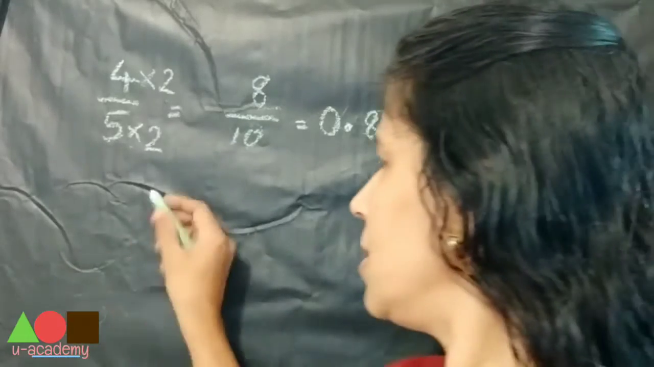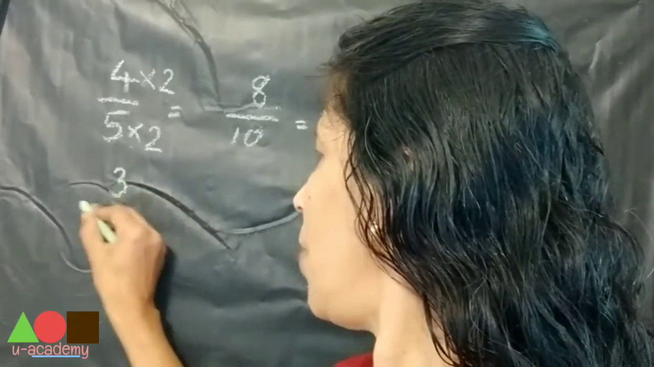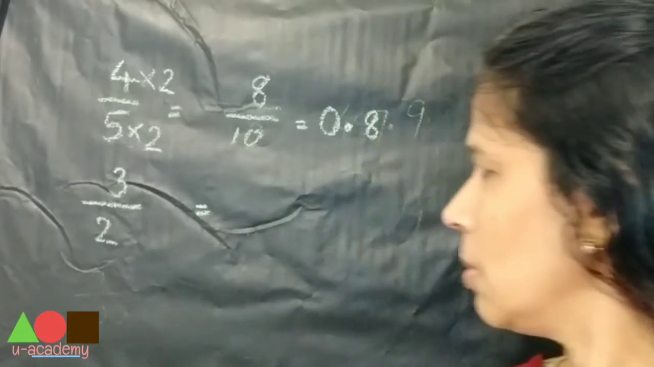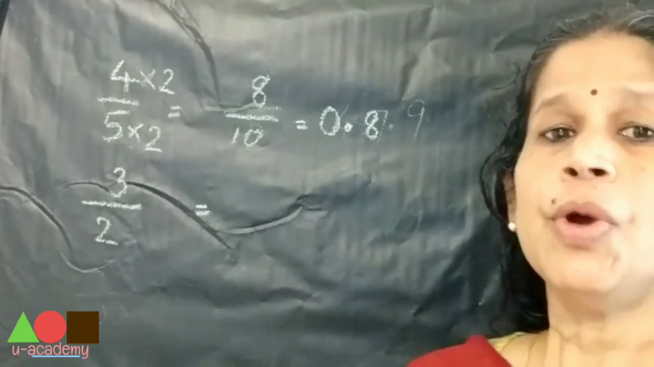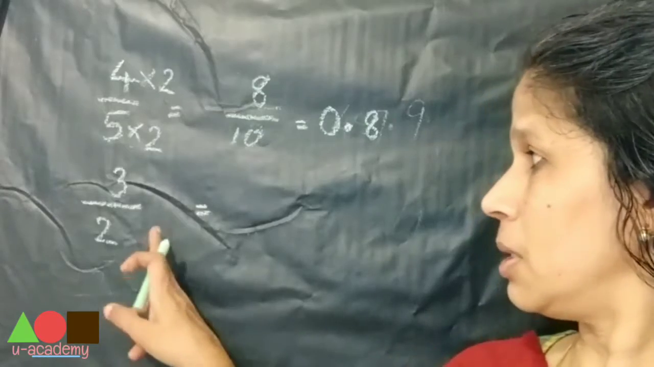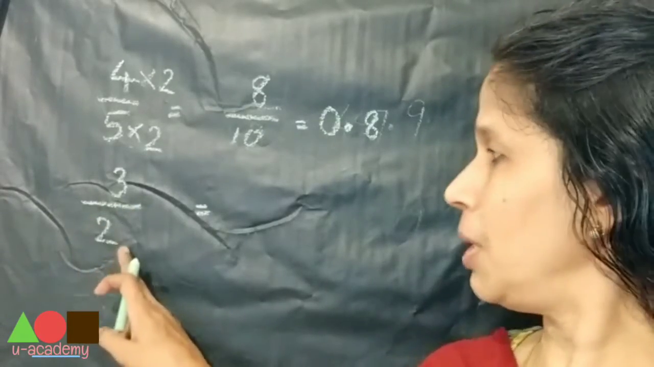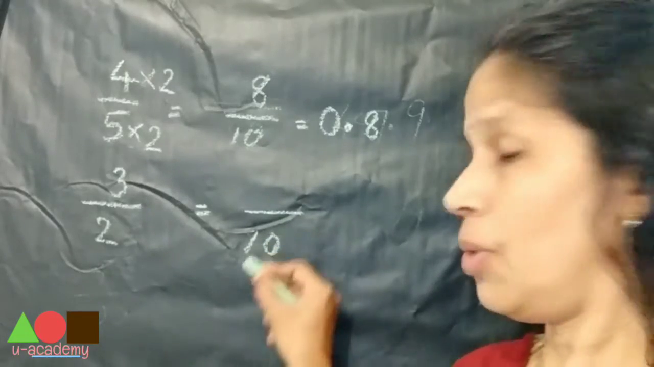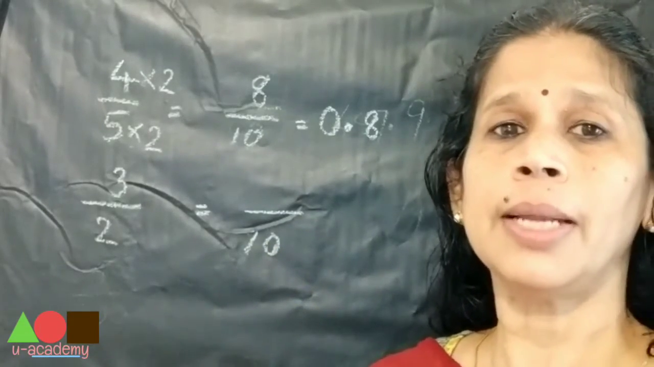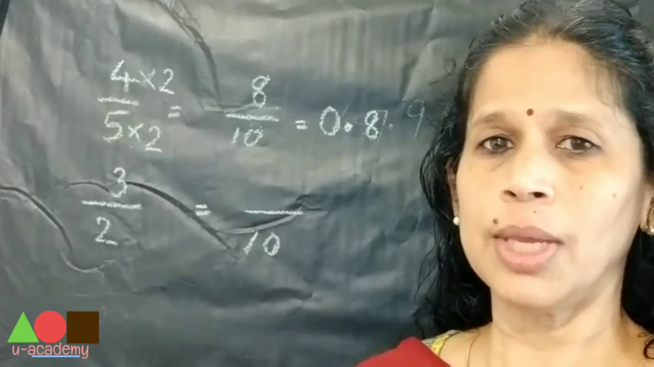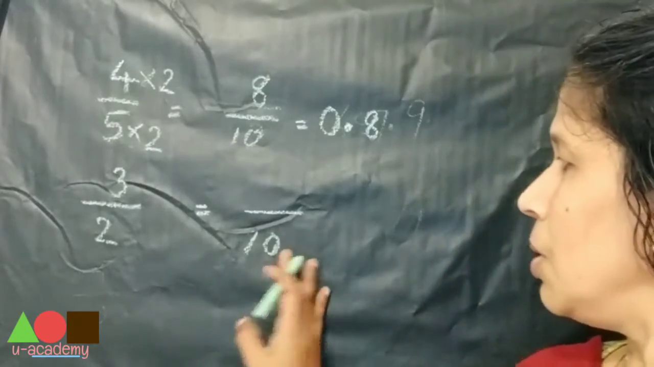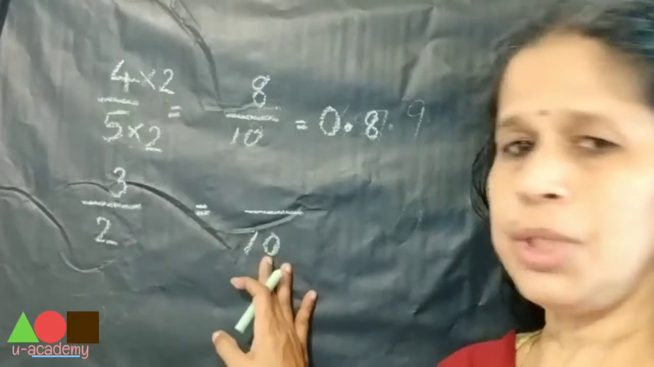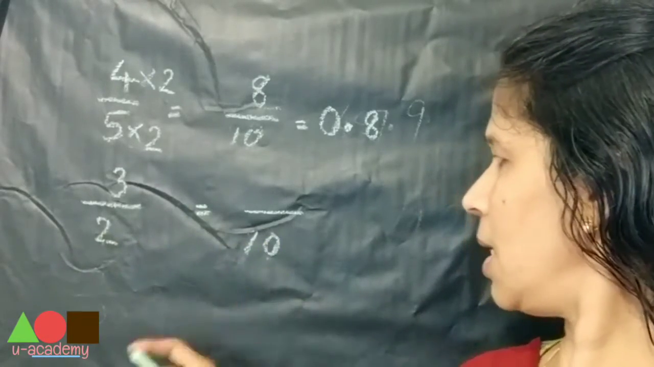Let us see one more example. If it is 3 by 2, we want to get the equivalent fraction of this because the denominator is 2. We want to convert this to 10. Not only 10, you can convert to 100, 1000, as you like. So now we are changing this denominator to 10. How many 2s make 10? 5.